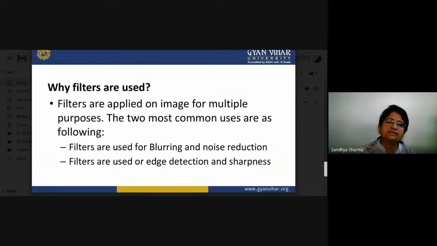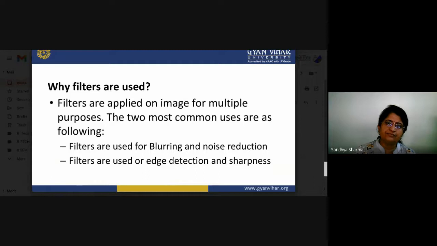So why are filters used? Filters are applied on the image for multiple purposes. The two most common uses are here. So why are we using filters or masking? This is the question that arises here. Filters are used for blurring and noise reduction, and filters are used for edge detection and sharpness. So these are the two reasons for which we are using filters.